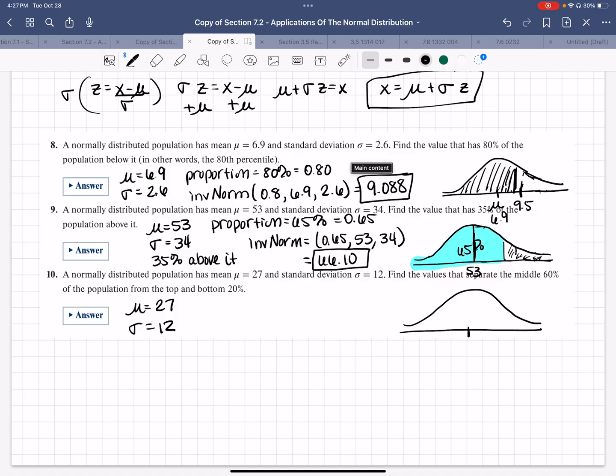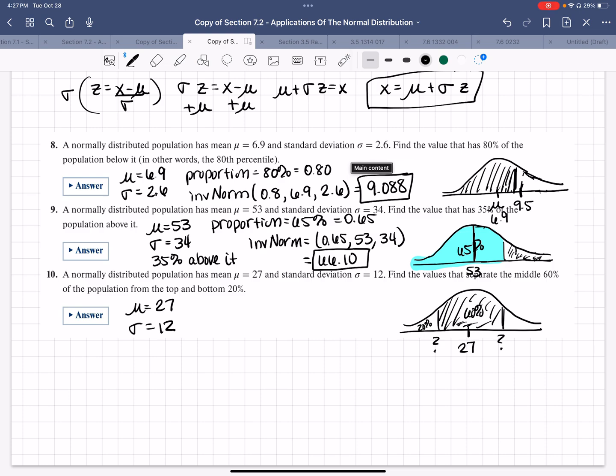So here's my 27. That's my average. That's my middle, and it wants 60%. It wants to know what two numbers right here are going to make this 60%. Now, they are nice, and they tell you this is 20 right here.